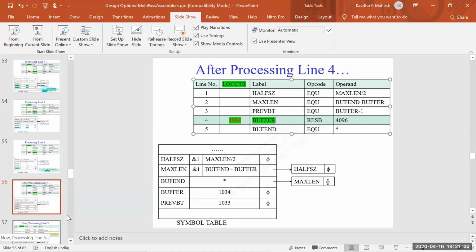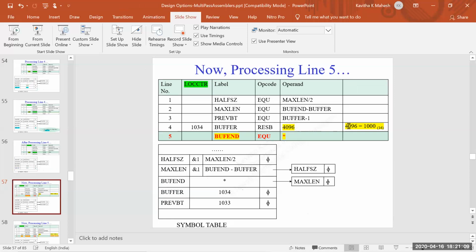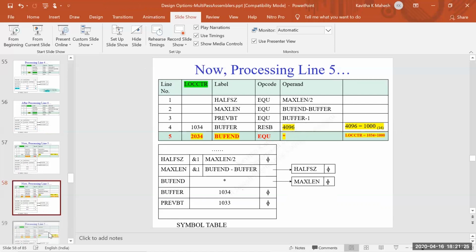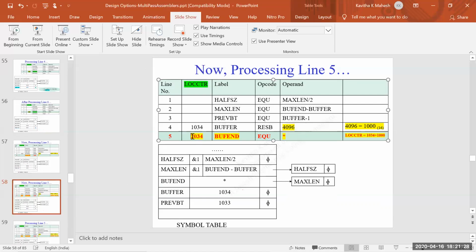So after processing the line buffer reserve byte 4096, what is the updated location counter value? Updated location counter value will be 1034 plus hexa equivalent of 4096, right? So hexa equivalent of 4096 is shown in the last column here. It is 1000. So the updated location counter value after processing the line buffer reserve byte 4096 is 1034 plus 1000. So the location counter value for the next statement is 1034 plus 1000, which is 2034.